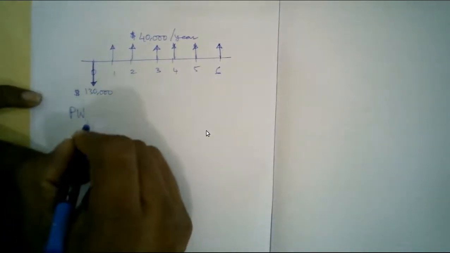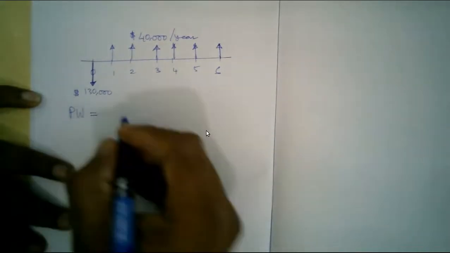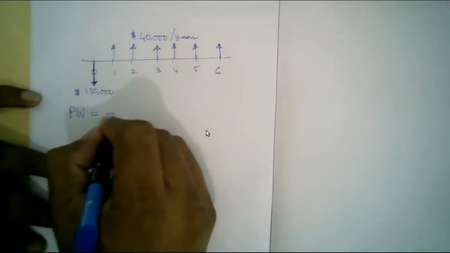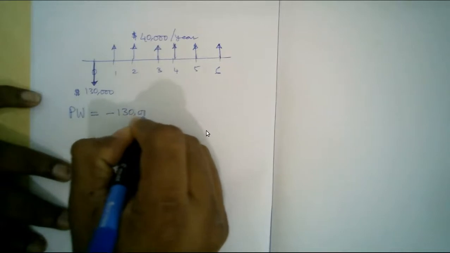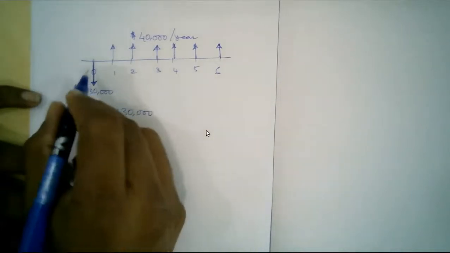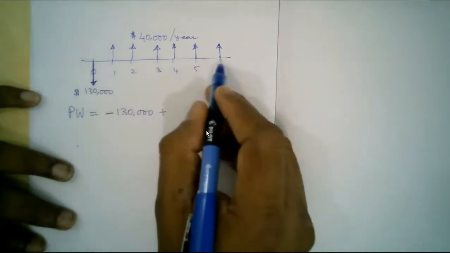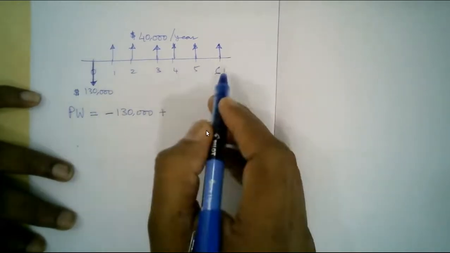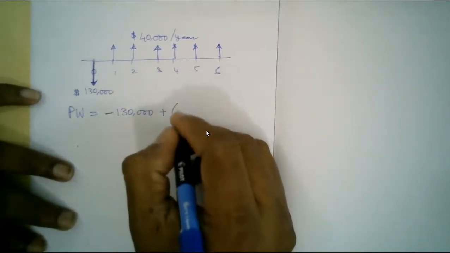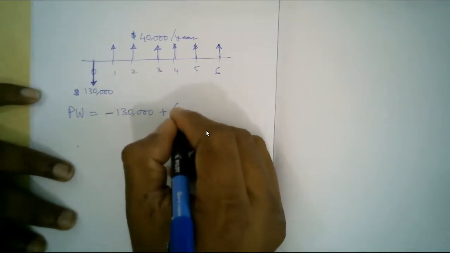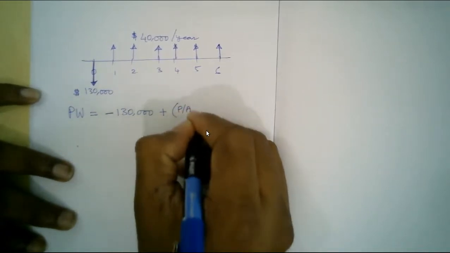So present worth. This is the same. It requires, and I put a negative sign because it is a cost, so you should give a negative sign. Plus, now there are six equal payments from year 1 to 6. So equal payments means I can find P by A. Okay, so that is the notation.